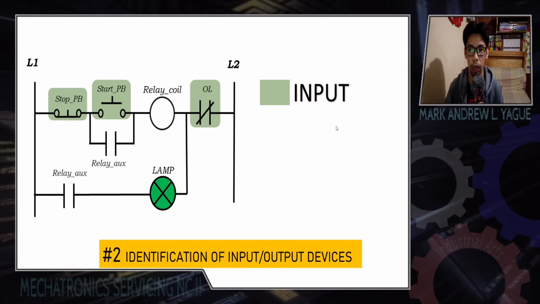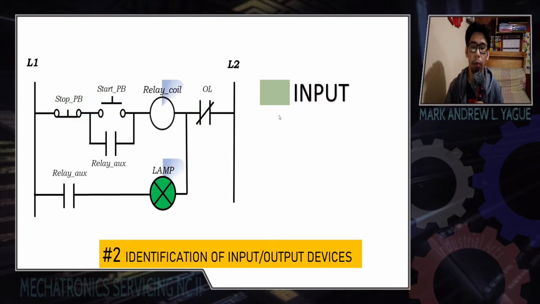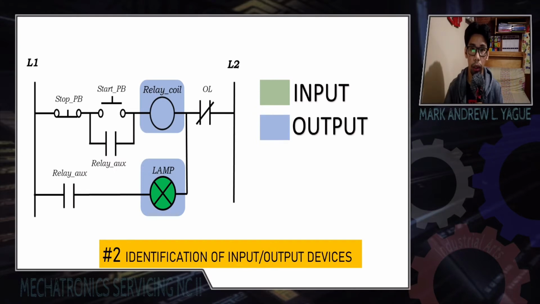Ito, nakalagay sa diagram natin. We have thermal overload. And then, aside from that, we have also proximity sensors. Those are input devices na pwede nating makita sa isang ladder diagram. Pangalawa, we have the output devices. These are loads that are connected in the diagram. Examples, we have relay coil, lamp, what else? Magnetic contactors, and solenoid bulbs. So, mga pneumatic circuits natin, madalas yung nakikita.